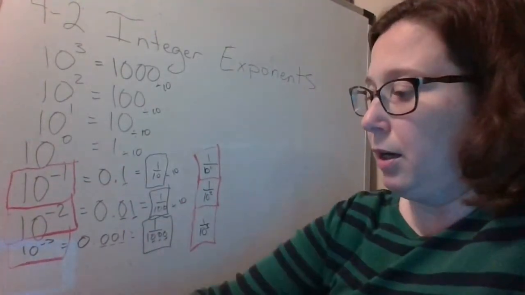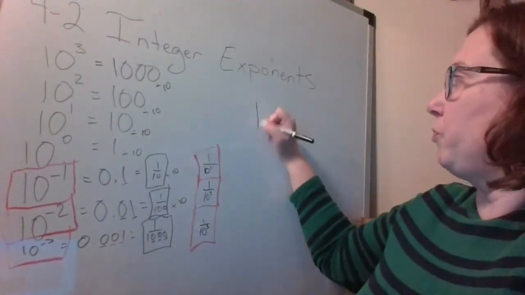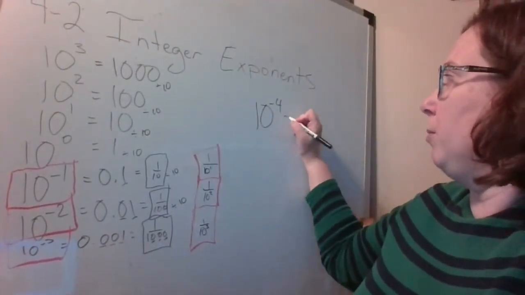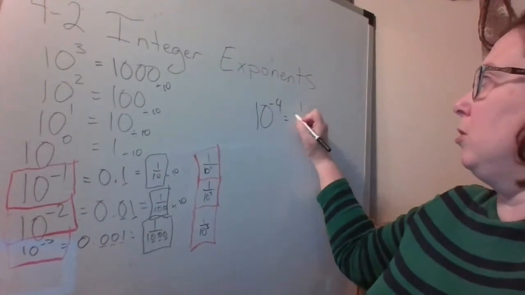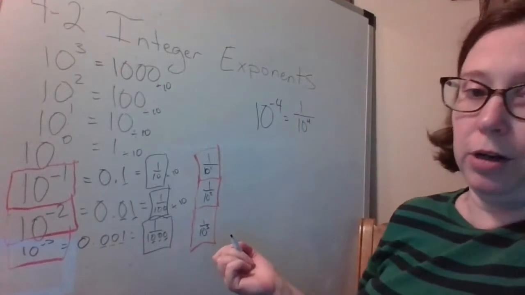So say we had 10 to the negative 4. That's going to equal 1 over 10 to the 4th power.